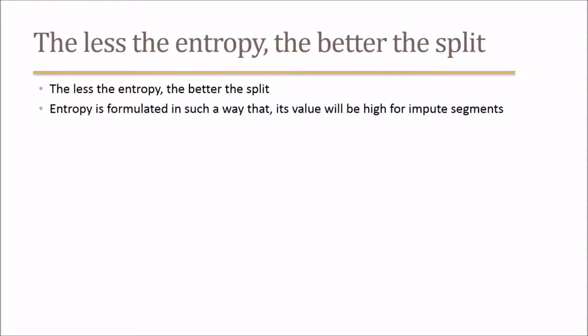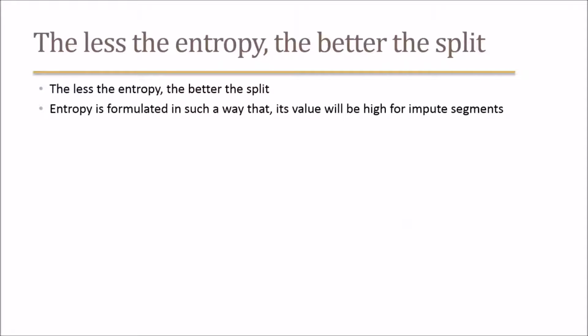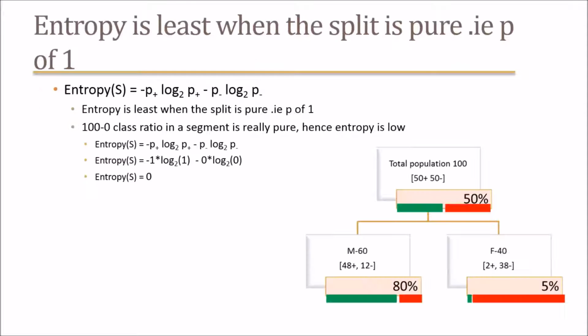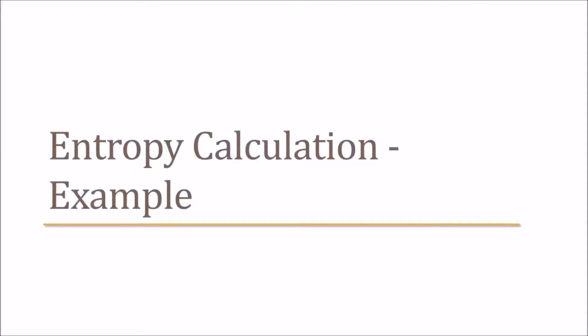So entropy actually is formulated in such a way that it will take care of this: highly pure segment should get low score. That means low impurity, and highly impure segments or highly uncertain segments get high score. Okay, so that is how the entropy formula is created.